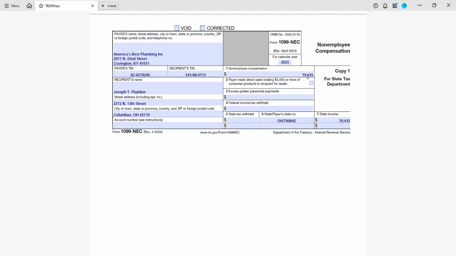Okay. Now, box three, not going to go into in much detail. This amount and golden parachute payments, that's not going to apply to, I wouldn't even say 10% of people who are going to get a 1099 NEC, in my humble opinion. But if you have something in there, that is going to be subject to an excise tax.